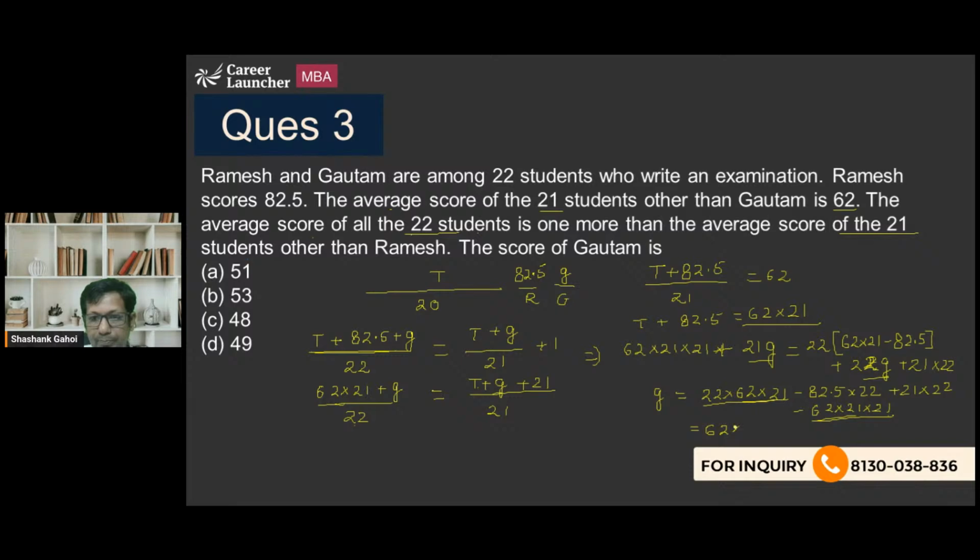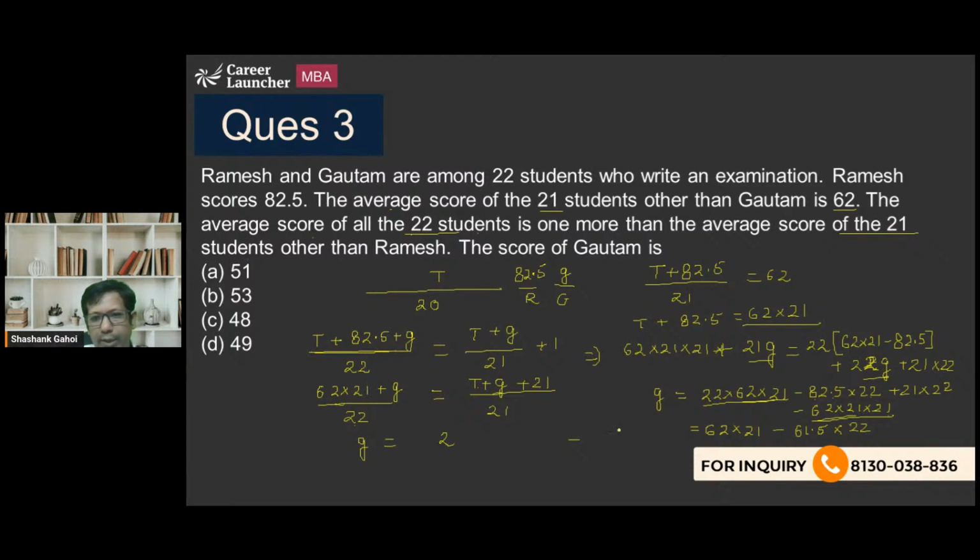62 into 21. Minus, take 22 common, so I'm going to get 82.5 minus 21. So 82.5 minus 21 is going to be 61.5 into 21 into 22. So eventually this is the answer that I'm going to get. Now calculation is definitely there. So what I'm going to do, that is going to be 62 into 21. So it is going to be what?